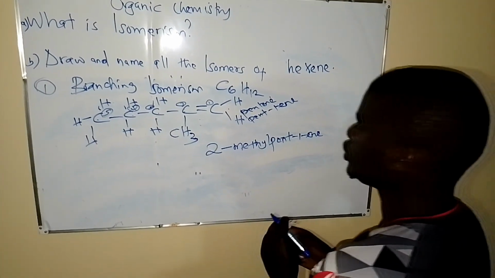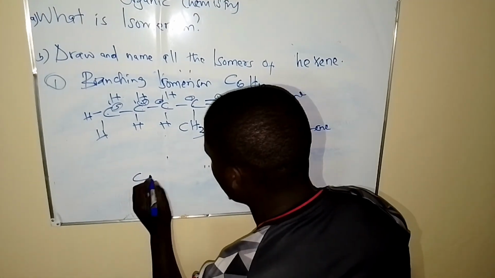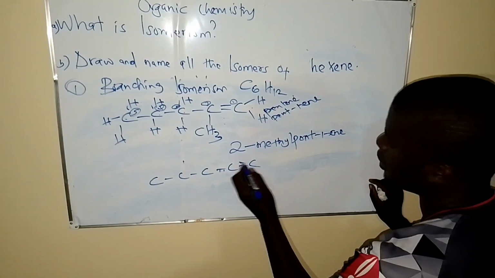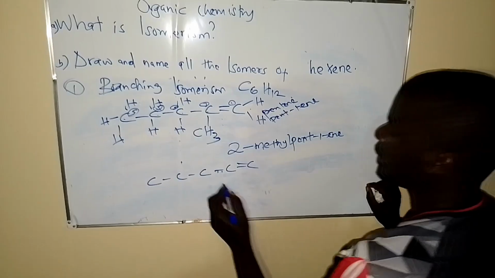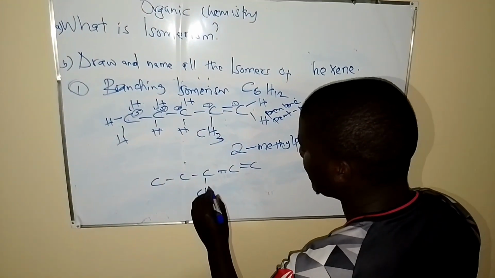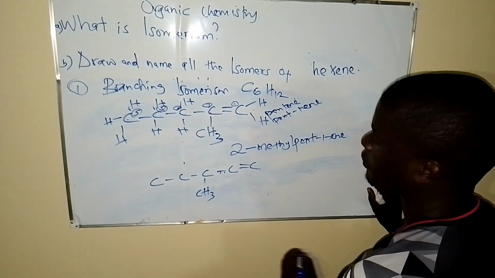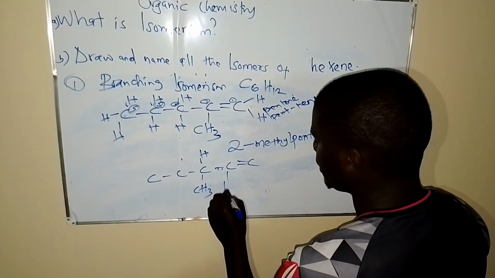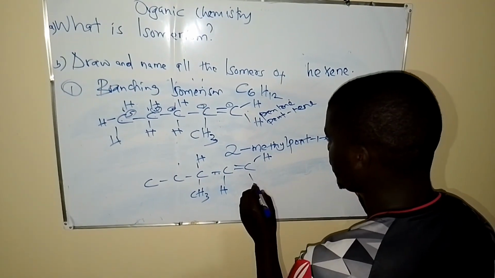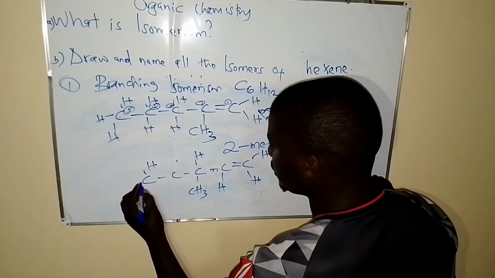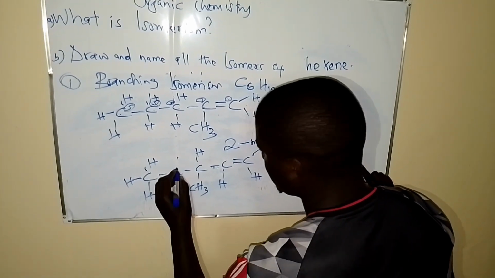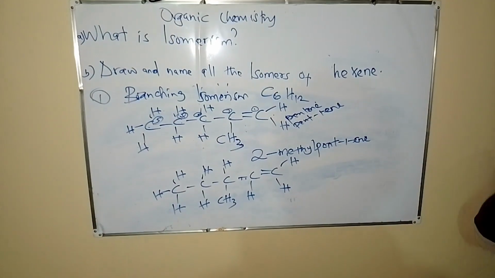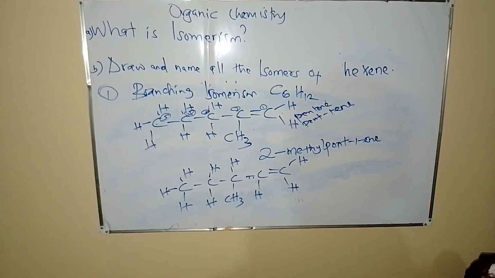You can proceed to the other one, 1, 2, 3, 4, 5. We can also have the double bond at carbon number 1. Let's have the methyl group at carbon number 3. So that one, hydrogen. What gets you here is that every carbon atom must have 4 bonds.